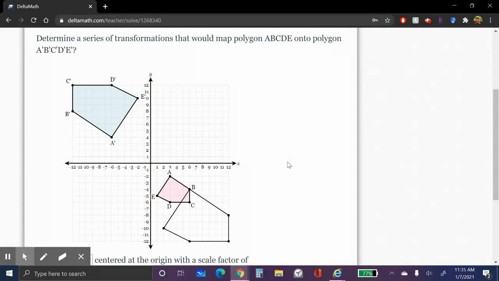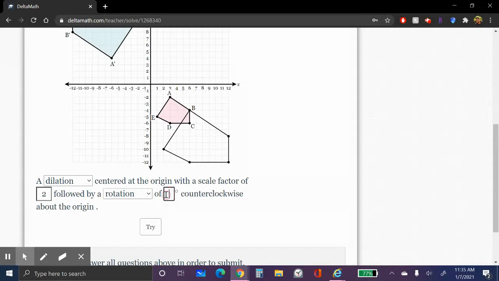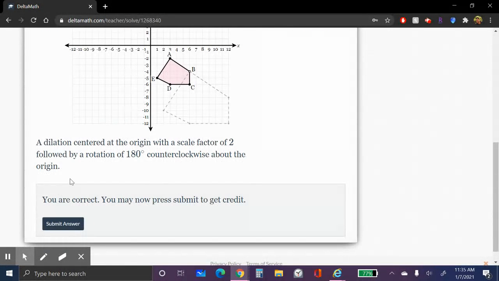Okay, there we go. It's dilated with scale factor 2. So now it's the same exact size. Now I have to see what kind of transformation to be done. It looks like it's in the complete opposite direction of this one. So it looks like it's rotated 180 degrees, and it doesn't really matter what direction you go. 180 degrees counterclockwise. So whenever it's going in the opposite direction, it's rotated 180 degrees. Let's try that. Bam, look at that. Lands on it. You are correct.